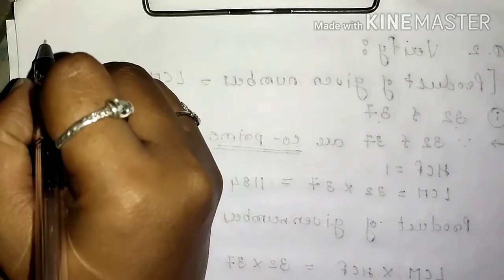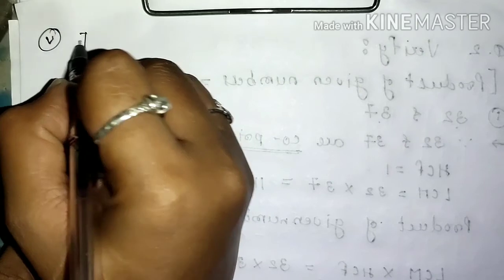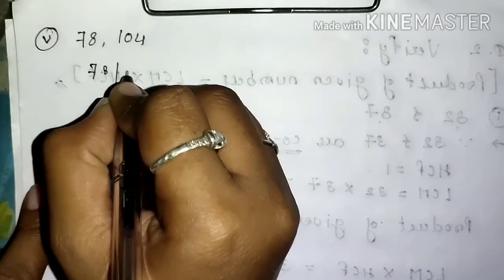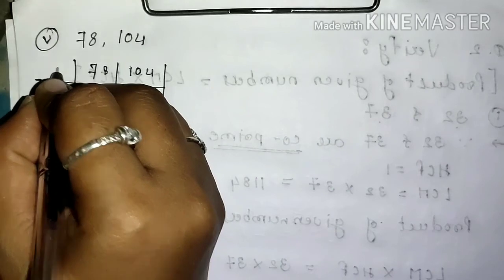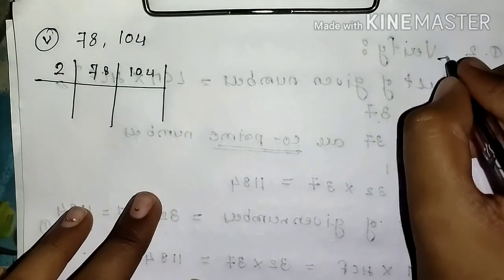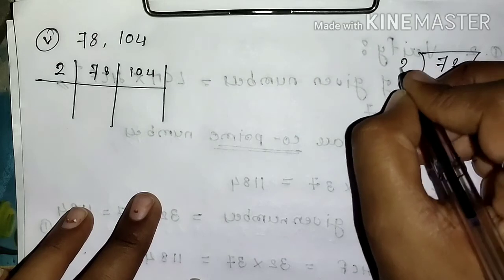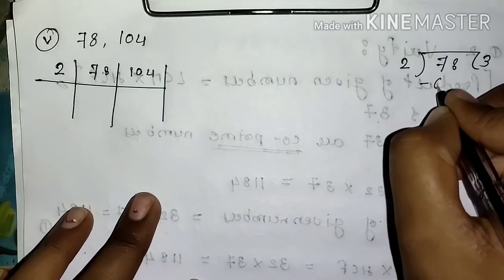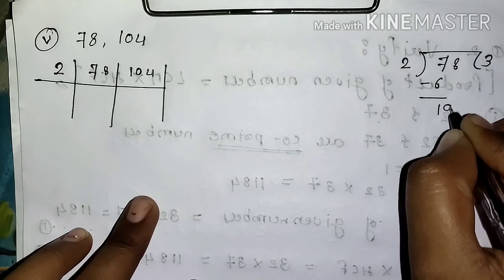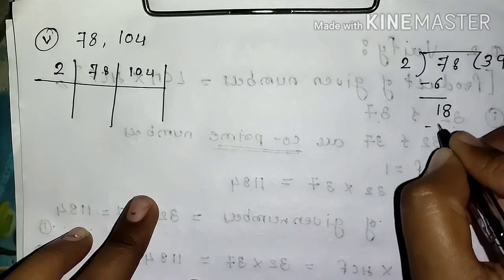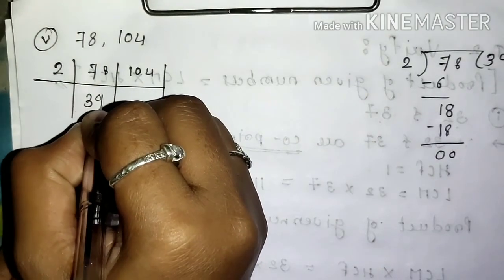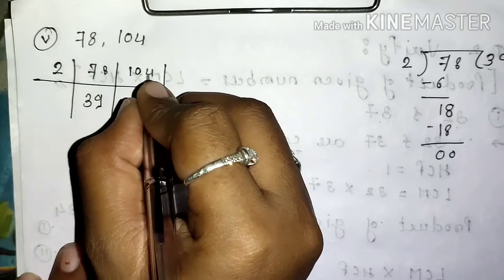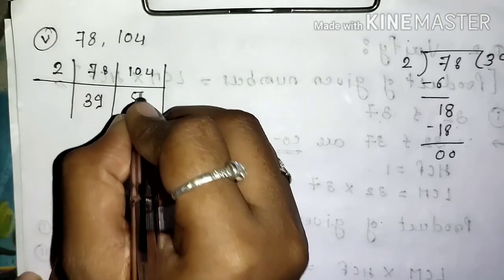Let us take the last example, that is 78 and 104. 78 and 104, both the numbers can be divided by 2. So if we divide 78 by 2, 2 threes are 6, remainder 1, 8 comes down, 2 nines are 18, remainder we get 0. So I get 39 here. If I divide 104 by 2, we get 52.